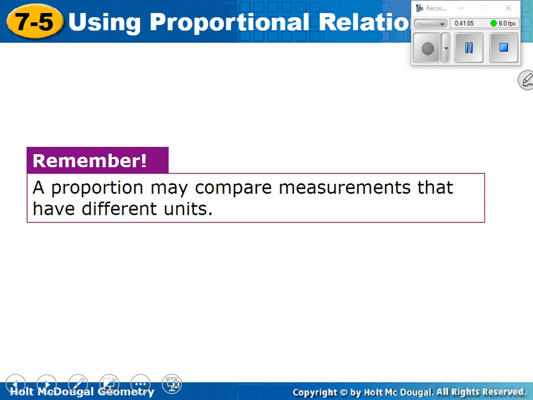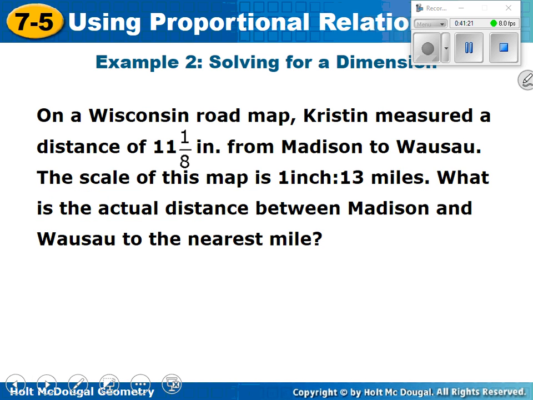So, again, we've already said this before, a proportion can compare measurements that have different units, just like we did the day one with the model car. We had a model car that had different units, just like we have done on other problems. So it can have different units in your proportion.